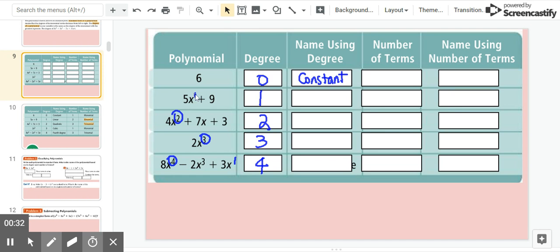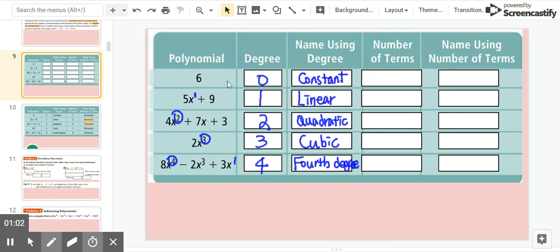Okay, so when it's to the first power, we call this linear. It may be something new. If it's squared, it's quadratic. These are the names using degree. So when it's to the third power, it's called cubic. When it's to the fourth power, you say fourth degree polynomial.